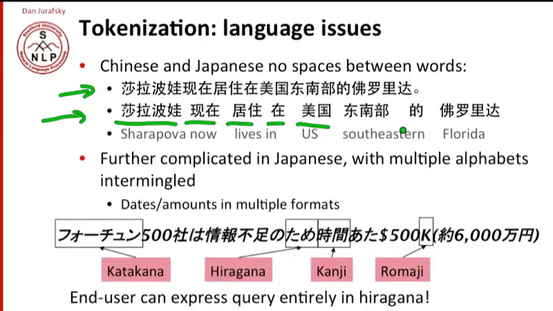Similarly, in Japanese, we have the problem that there's no spaces between words, and we have the problem that there are multiple alphabets that are intermingled. There's the katakana alphabet, there's the hiragana alphabet, there are kanji, which are like the Chinese characters, and there's romaji, the Roman letters. This is another complicating issue that has to be dealt with in tokenizing Japanese.